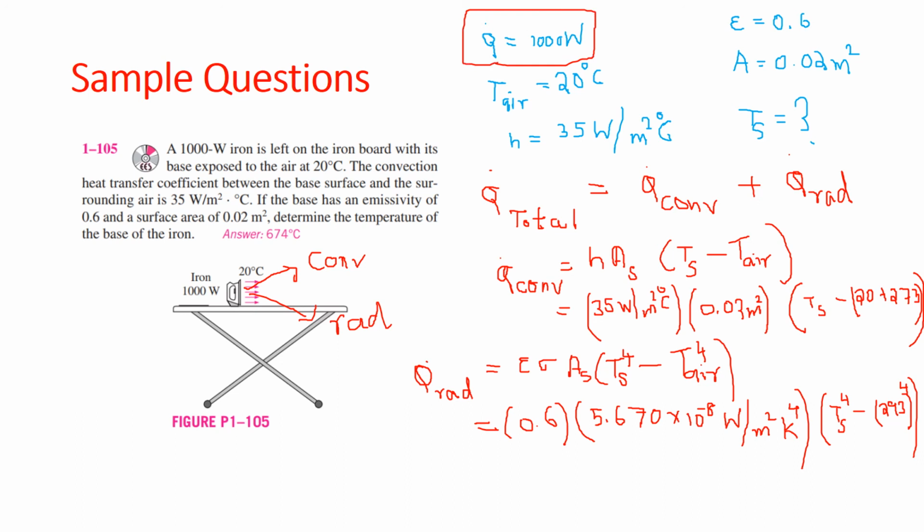So substituting all this into the equation and doing the mathematical calculations, you will get Ts to be around 947 Kelvin. If you subtract 273, it will give you 674 degrees Celsius.